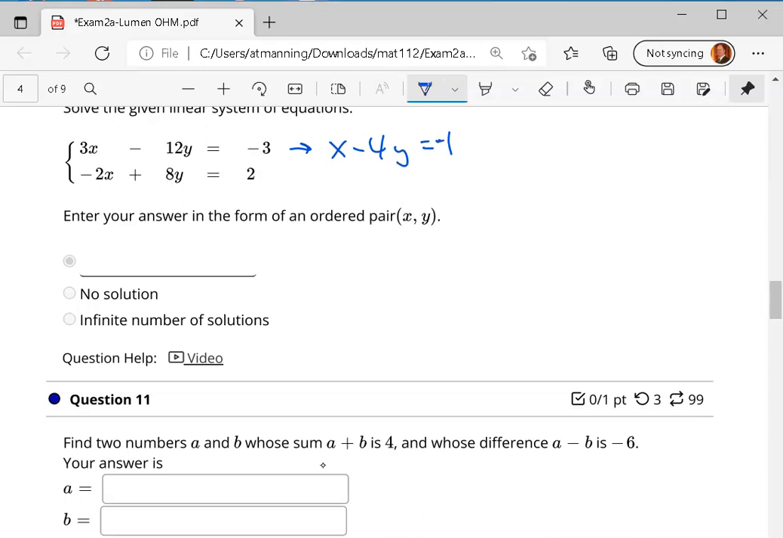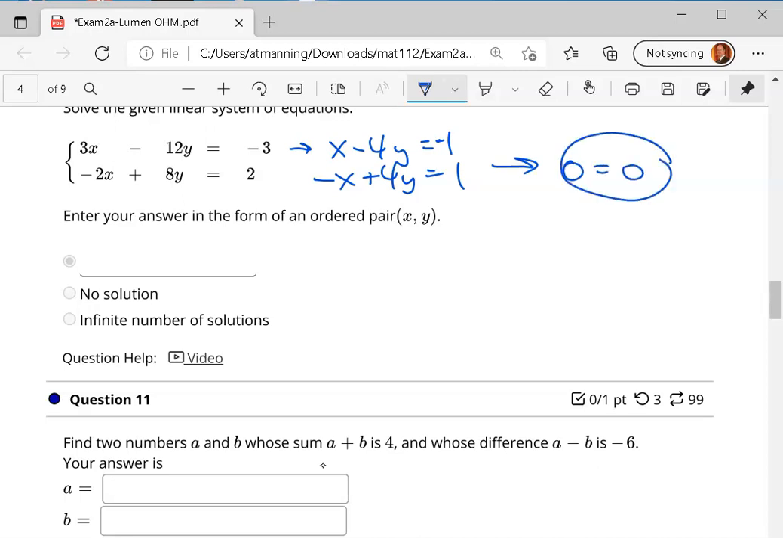Well, this has a factor of 2. Let's just divide by 2 because we have mixed signs. So then I get negative x plus 4y equals 1. Look what happens when I add these together. The x's and y's cancel out, the negative 1 and negative 1 cancel out. I get 0 equals 0 when I add them together.